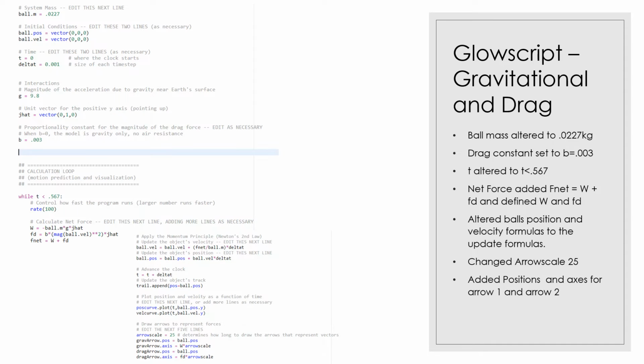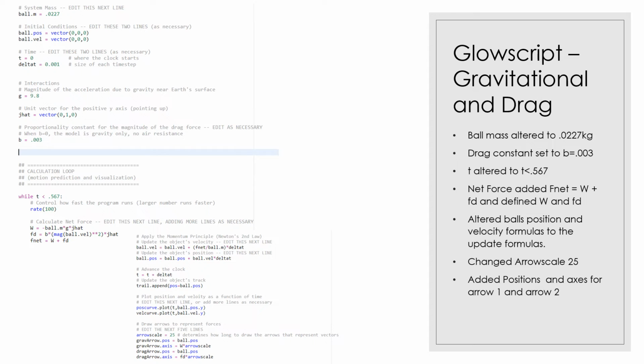All right, and for my GlowScript code with the gravitational and drag, this is it. We altered the mass of the ball, or the mass of the object, to 0.0227, and we set the drag constant to 0.003 for b, and changed the net force to be the gravitational force added with the drag force. And we set W equal to the gravity force, which is negative the mass of the ball times the gravitational acceleration times j hat, and the drag being b times the magnitude of the ball's velocity, multiplied by j hat, and then we added those two together.